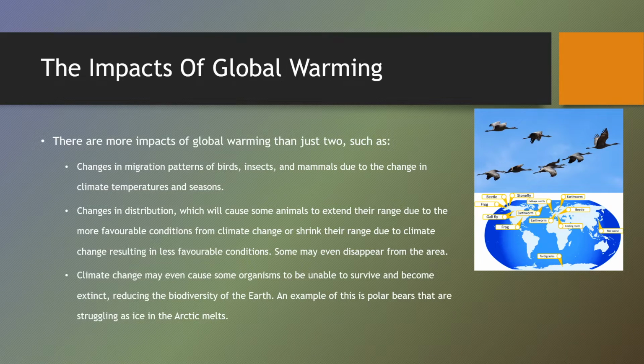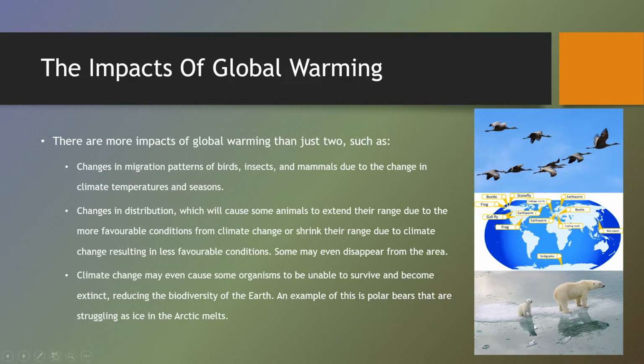Climate change may even cause some organisms to be unable to survive and become extinct, reducing the biodiversity of the Earth. An example of this is polar bears that are struggling as ice in the Arctic melts. As you can see here, ice is melting and polar bears will soon struggle to catch food and they might even die.